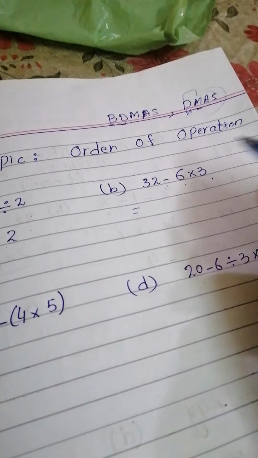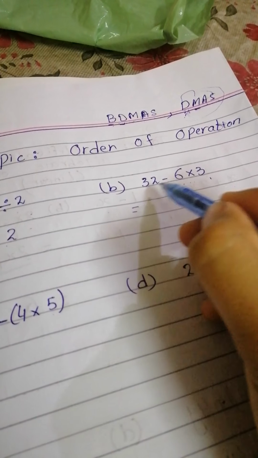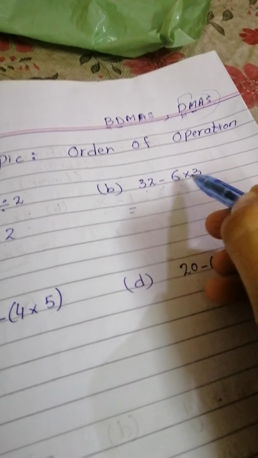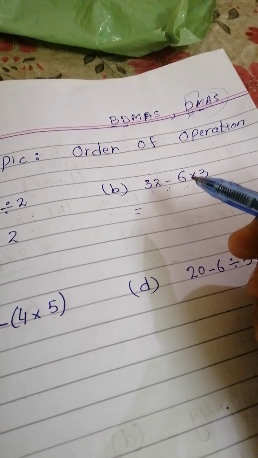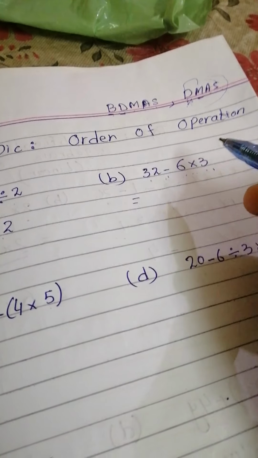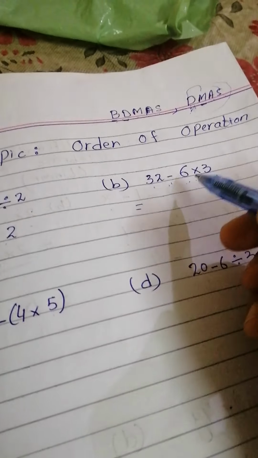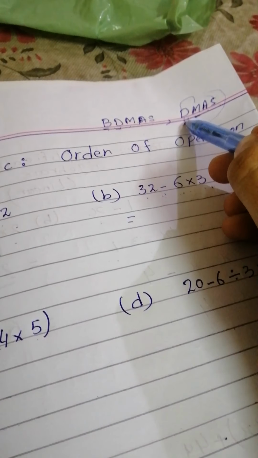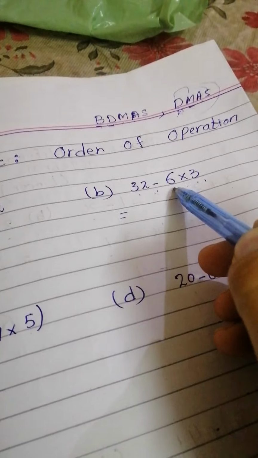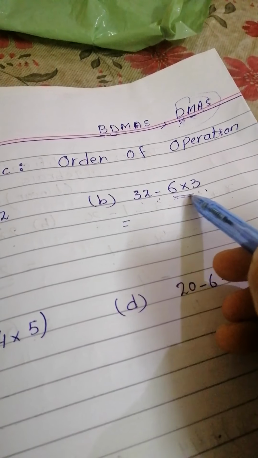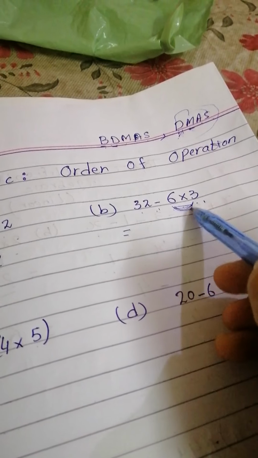So you can't do it like this, that you will subtract first 6 from 32, then the answer will be multiplied with 3. No, you need to solve this according to the operation, according to the order of operation. So which order I will, you can see division is not here, and after division there is multiplication sign. Multiplication sign is here. So you will first multiply these two terms, right?